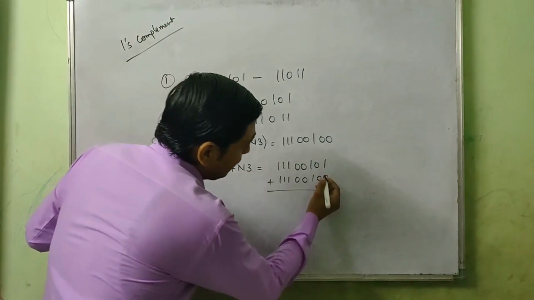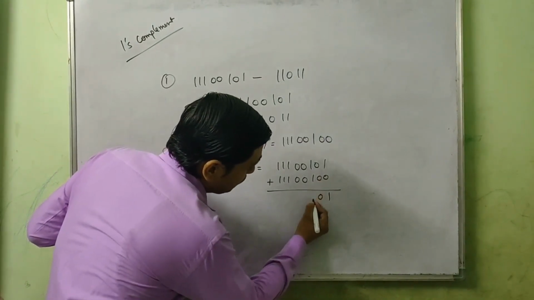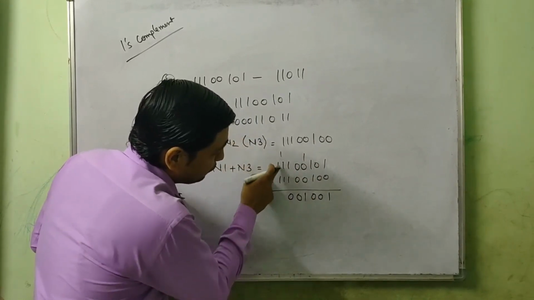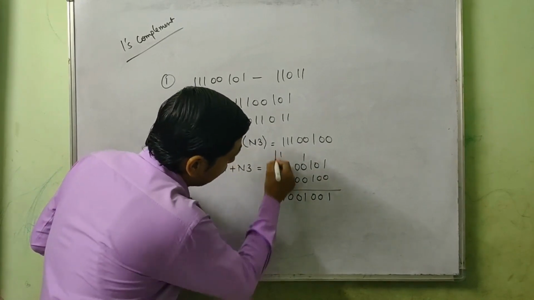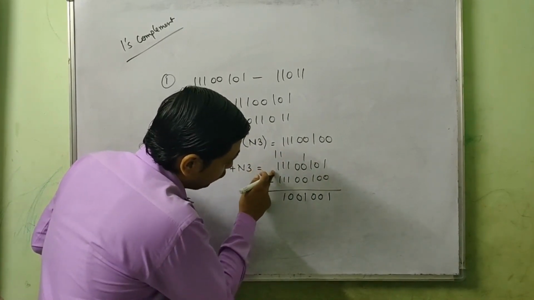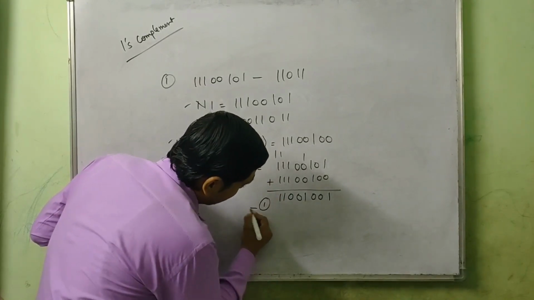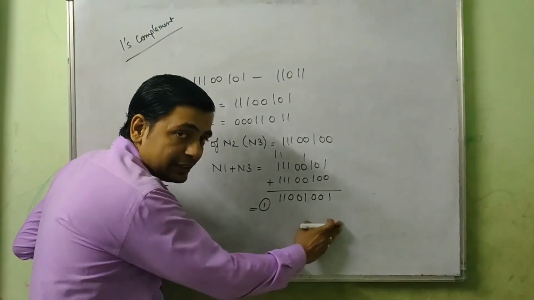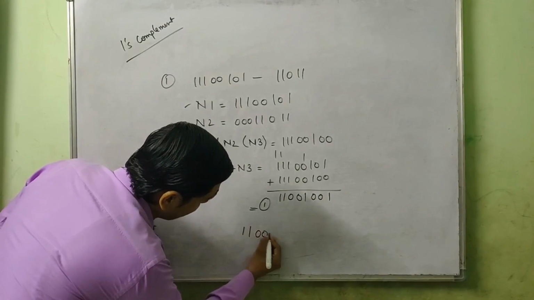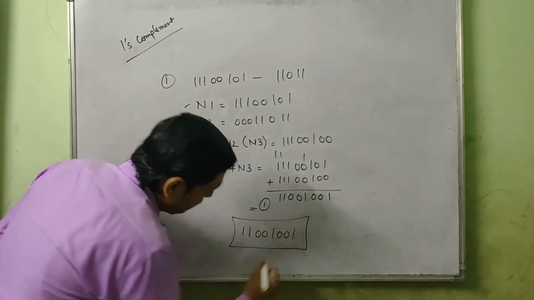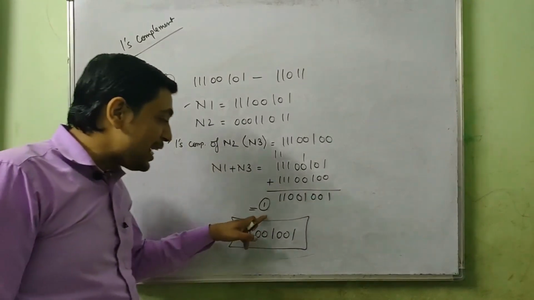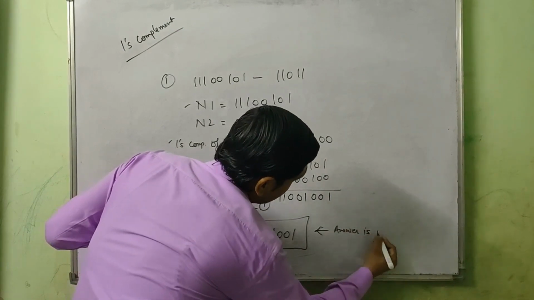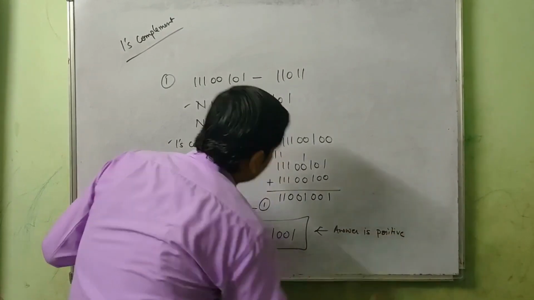So let's add them up. 1 plus 0 is 1, 0 plus 0 is 0, 1 plus 1 is 0 and 1 carry, 1 will be here, 0, 1 plus 1 is 0 and 1 carry, 1 plus 1 is 10, 10 plus 1 is 11, so 1 carry. Now 1 plus 1 is 10, 10 plus 1 is 11, so 1 and 1 carry. You can see you are getting 1 carry over there. Now this carry you will not write as part of the answer, because the answer is only 11001001. This is the answer only. But the carry is actually telling you that the answer is positive.